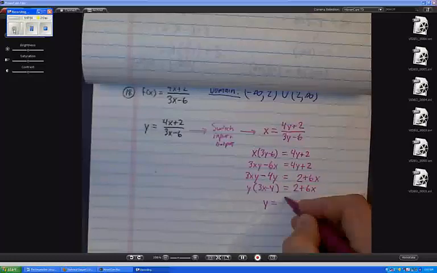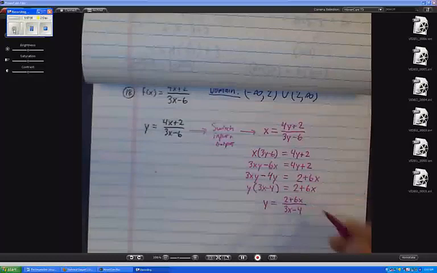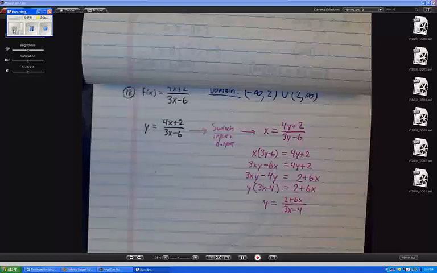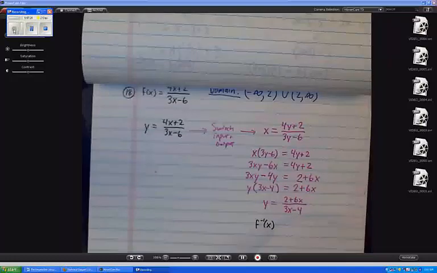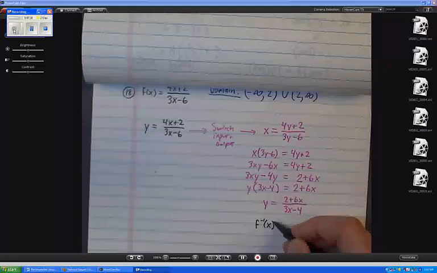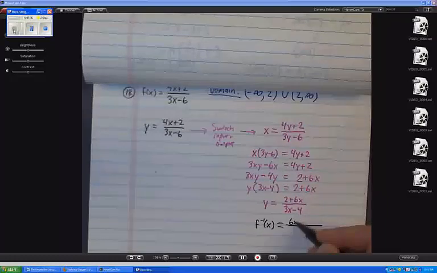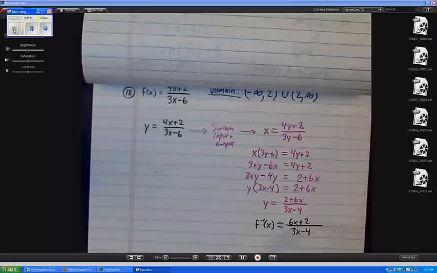Okay? And that's y. But we actually have a notation for the inverse. You know how last time I put g of x? You can actually write f negative 1 of x. And I probably should have said that on the definition. Okay? F negative 1 of x would be this function. Why don't we write it as 6x plus 2 over 3x minus 4. Okay? So that's the inverse function. 6x plus 2 over 3x minus 4.